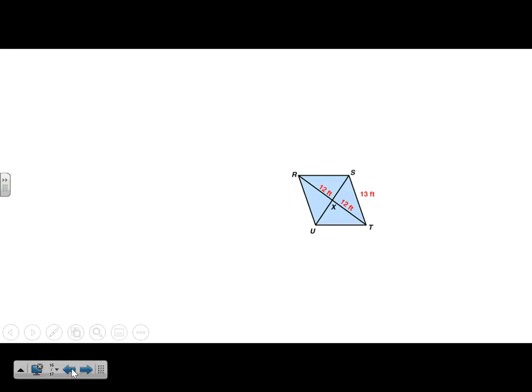So I'm assuming they want the area of this one. That's funny, because I must not have put the question on here, but that's okay. We'll go ahead with it. So what's the area of this one? So the area of rhombus RSTU. Sorry, I'm going off the page a little bit.